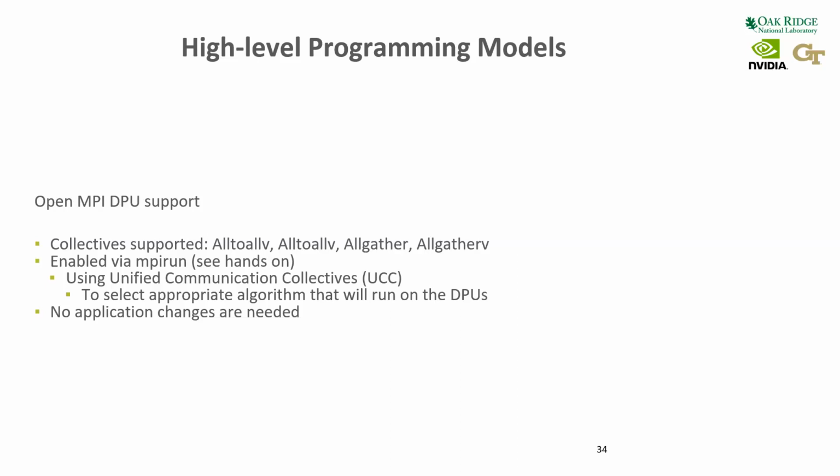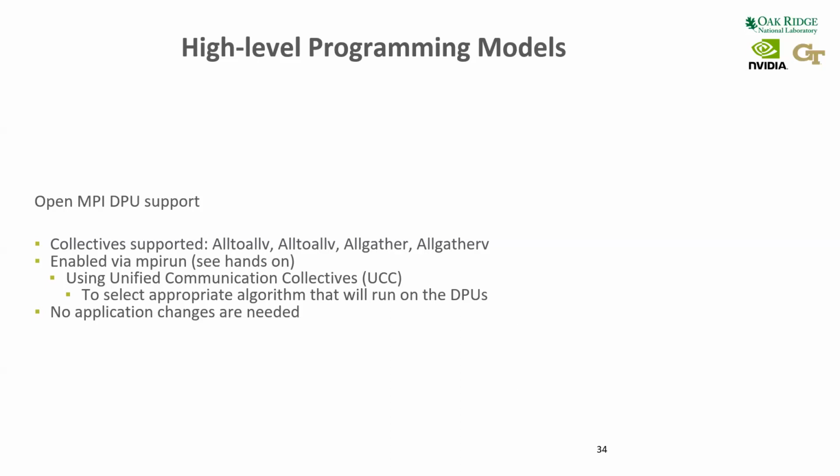Most of these collectives can be used without changing the application, although if we really want to benefit from offloading some of these operations to a DPU, we may need to do some transformations in the code to achieve better overlapping of communication and computation, or convert an application from blocking to non-blocking collectives. But out of the box, the support in MPI is enabled via mpirun. And you'll see in the hands-on examples how that's being invoked.